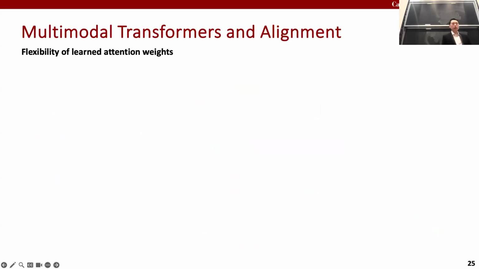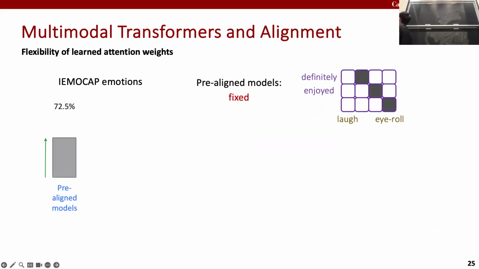So to see how these methods work, some important baselines are those that are pre-aligned, methods that only look at the word interacting with visual gestures at the same point in time. But of course, those methods struggle because if your words are not happening at the exact same time as your nonverbal expressions, you're not going to learn this pairwise information.